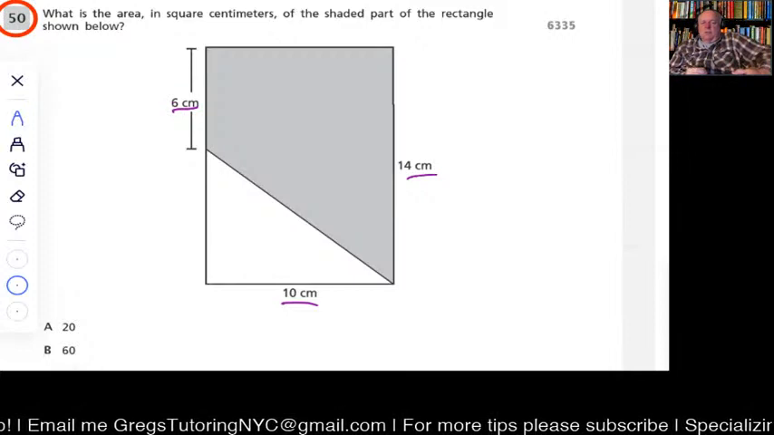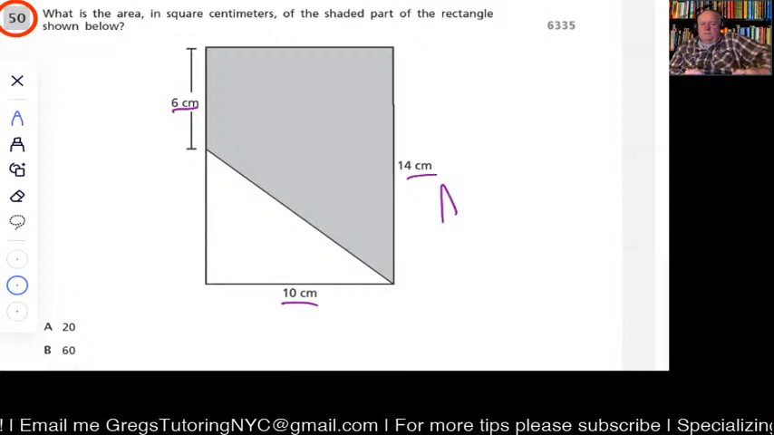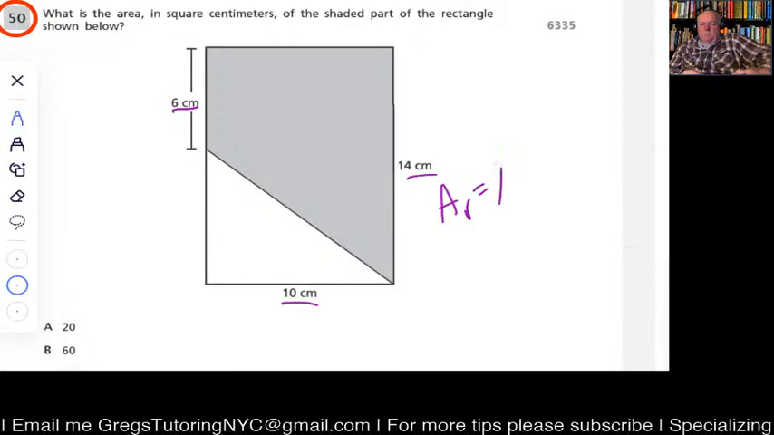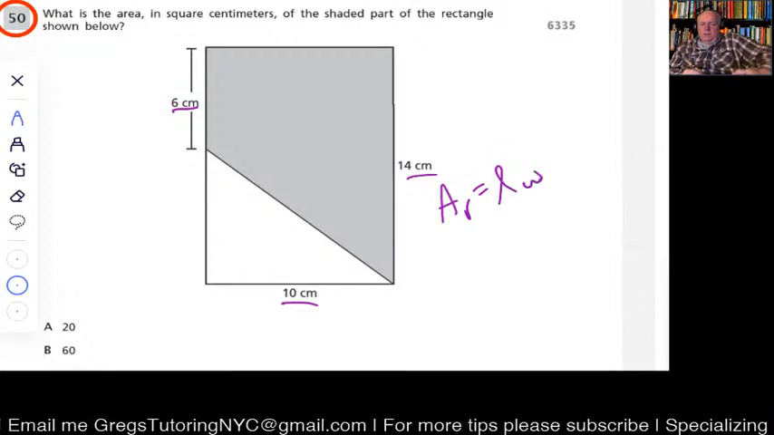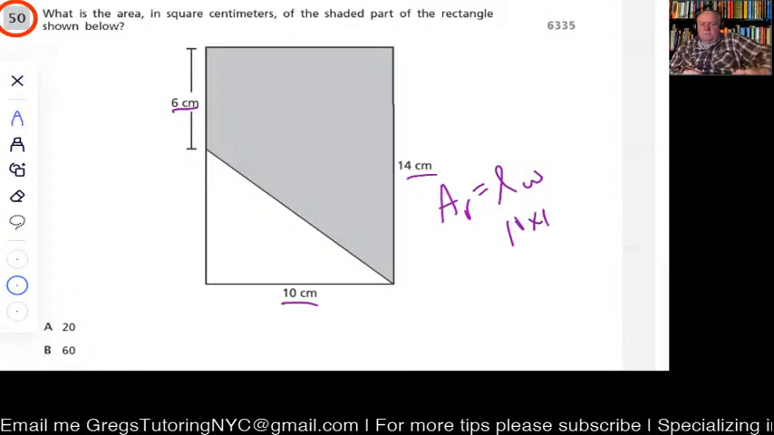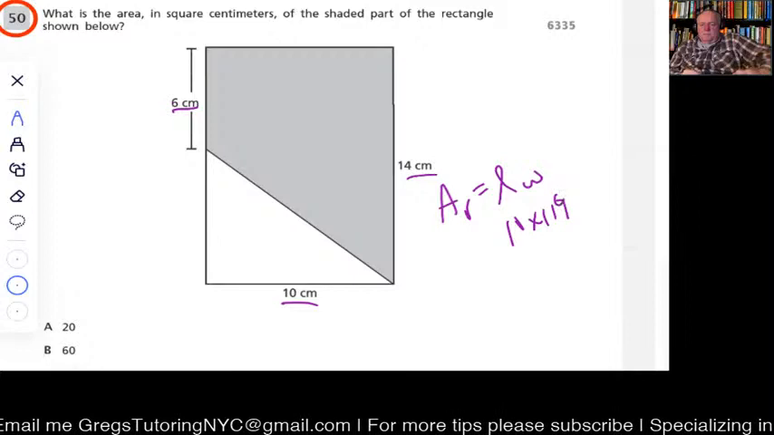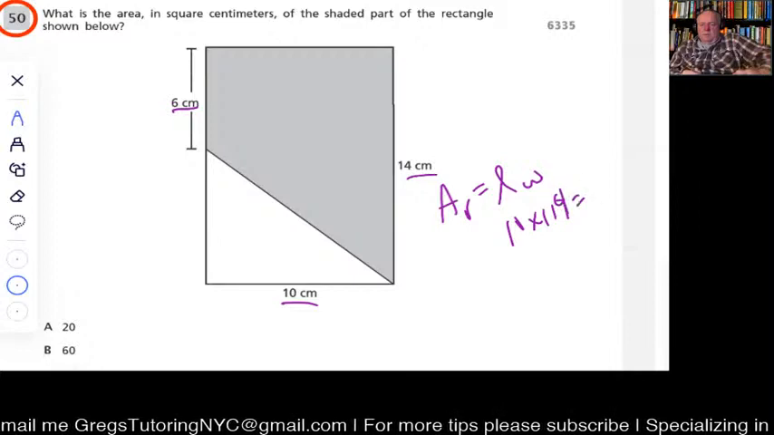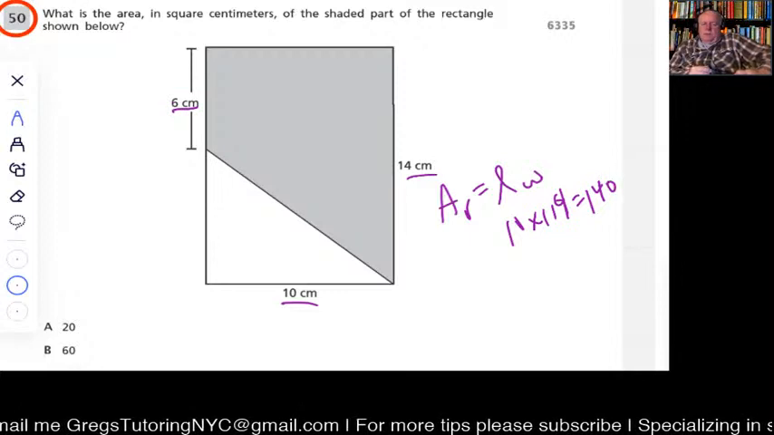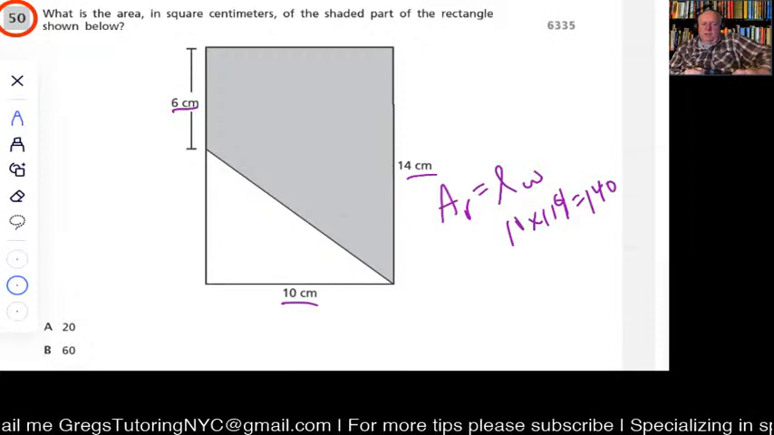And you can almost compute this. The area of the whole rectangle, we're going to take a little sidebar, is length times width. That's going to give us 10 times 14, and that's going to be 140. Everybody can see that the area of this whole rectangle is that.